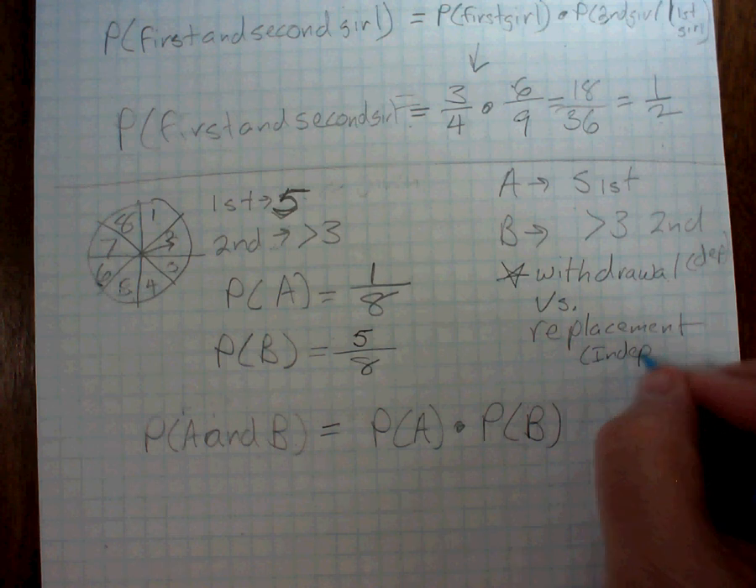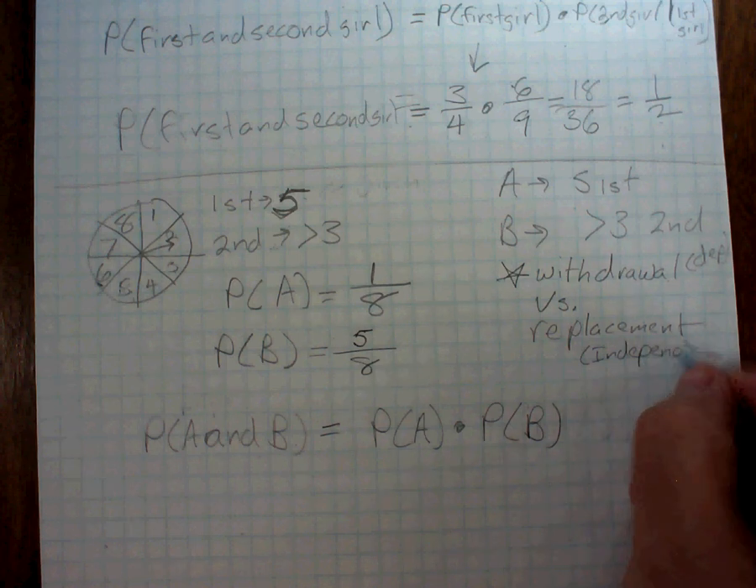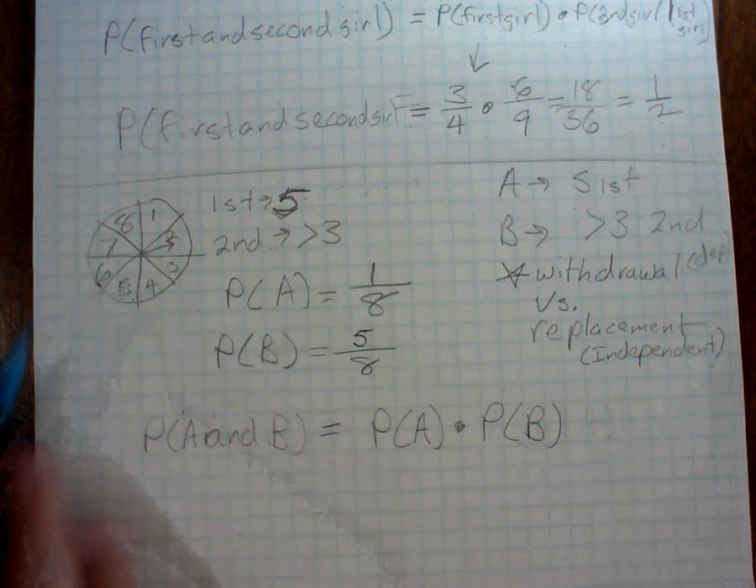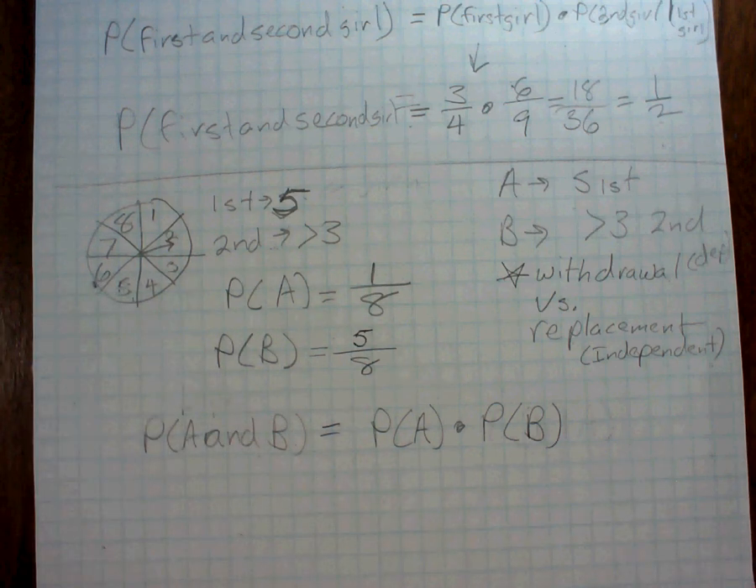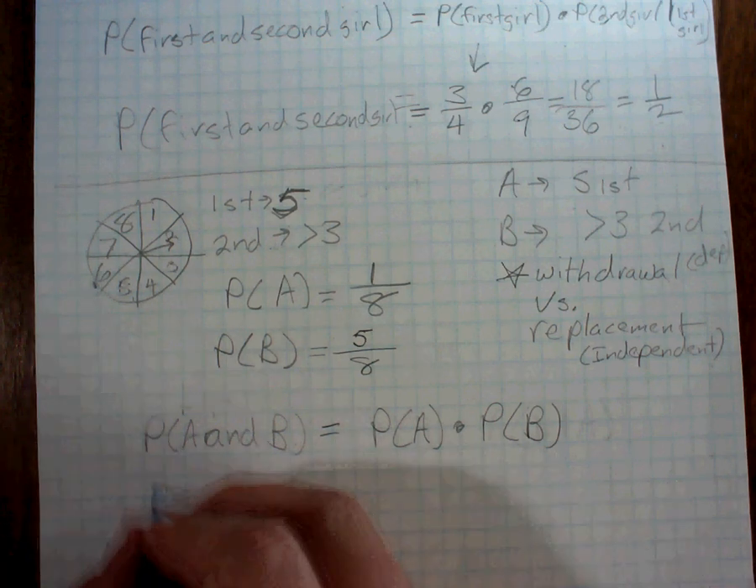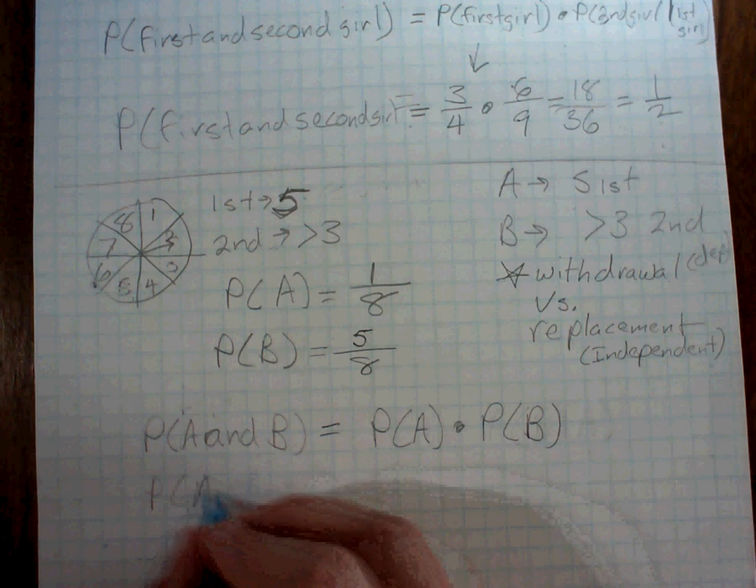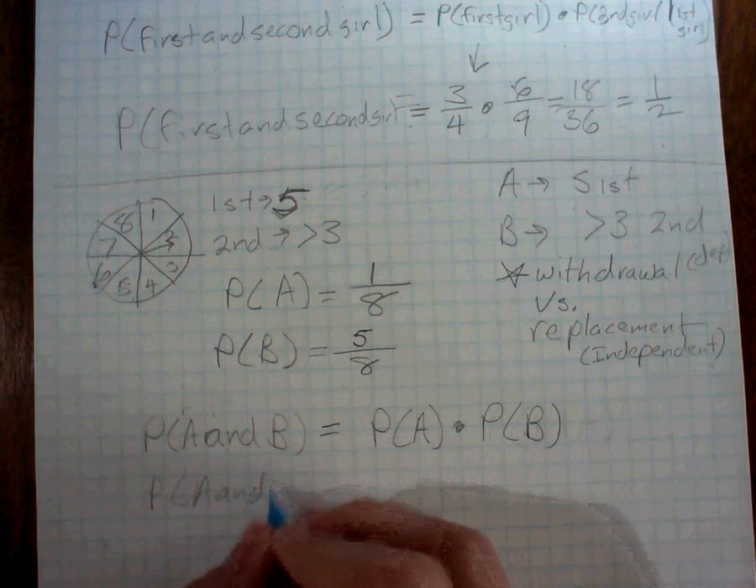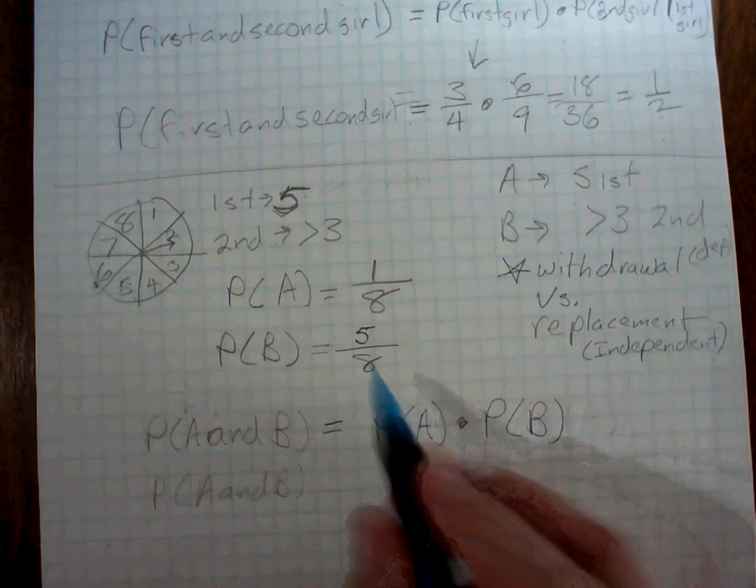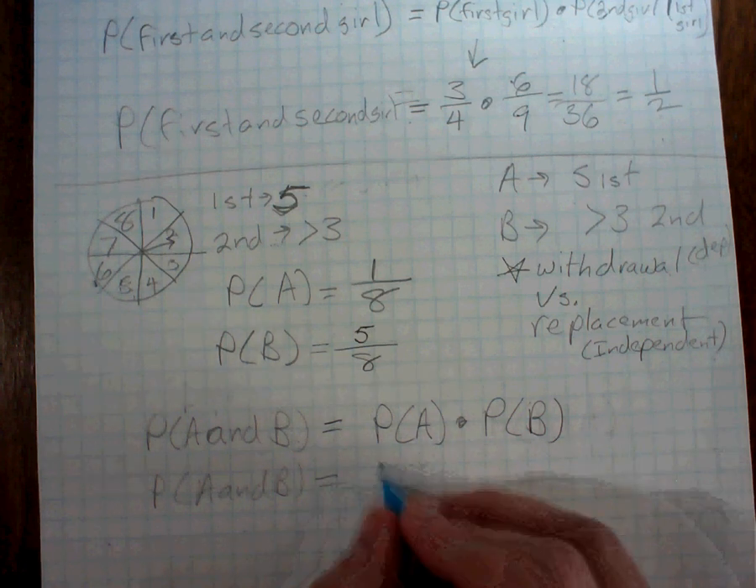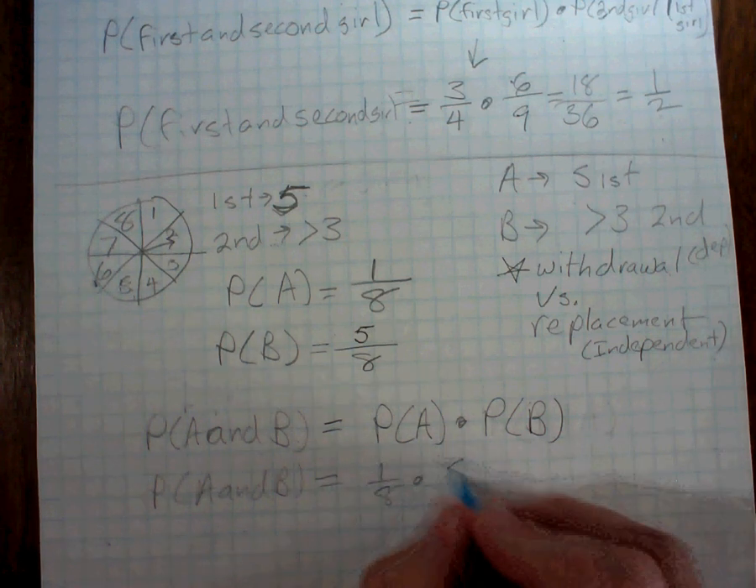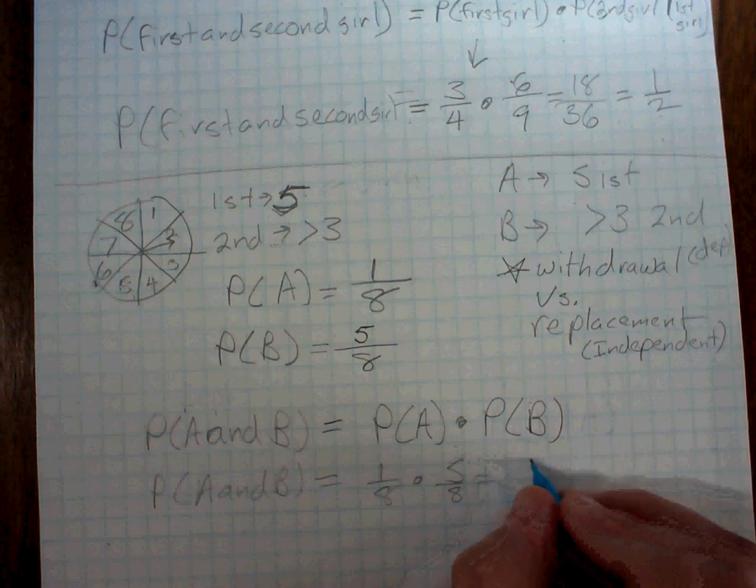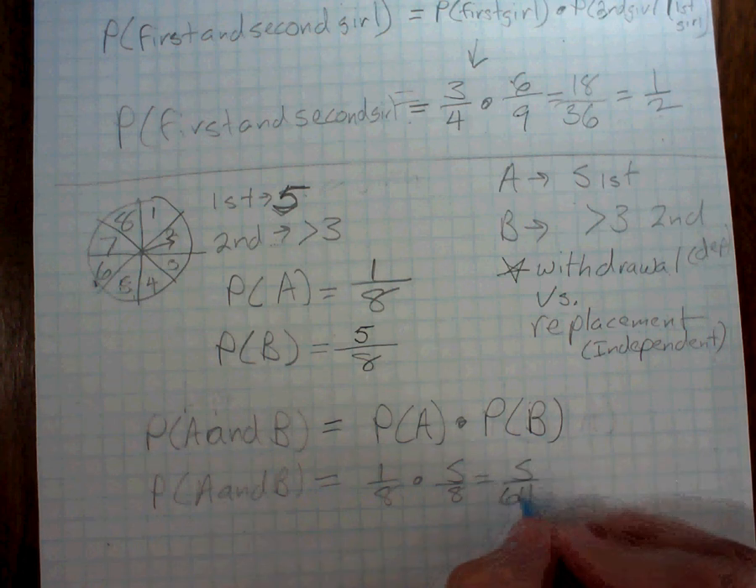Why? Because we're technically replacing the 5. We're not taking it off the board. When I spin a 5, I'm not taking the 5 off the board and eliminating the possibility of the 5 being there. And that's an important thing. So to find the probability of both these things occurring, of me getting a 5 and me getting something greater than 3, is going to be 1 over 8 times 5 over 8, which is equal to 5 over 64.